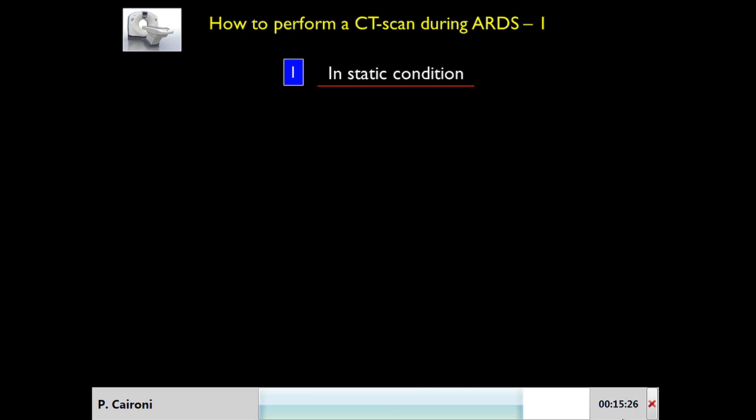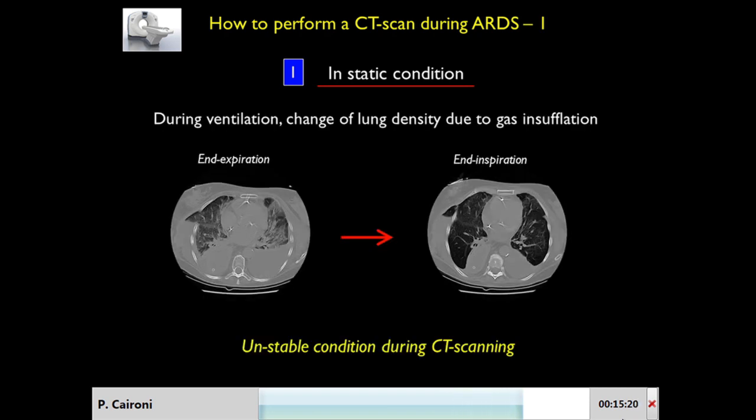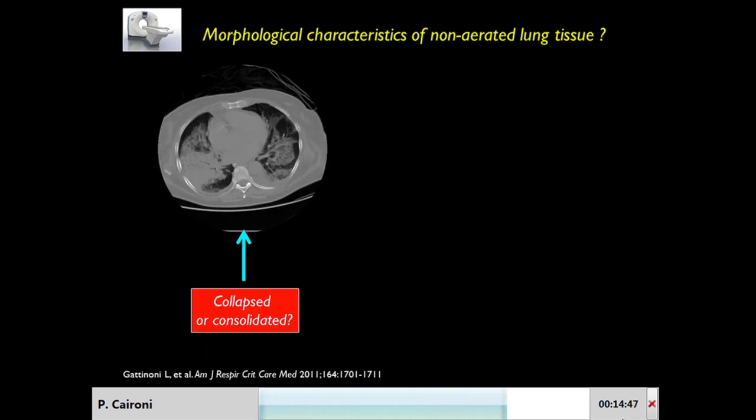A couple of practical suggestions. First of all, in static condition, and this is quite simple, because if we perform CT scanning without any inspiratory or expiratory pause, basically during respiration, in the 5 to 10 minutes of CT scanning we have different breaths. With a single breath, we have air coming into the lung, changing the lung density, and therefore we end up with an average estimate of the degree of aeration of that lung parenchyma. So we need to take CT scanning in a static condition. But we have another problem.